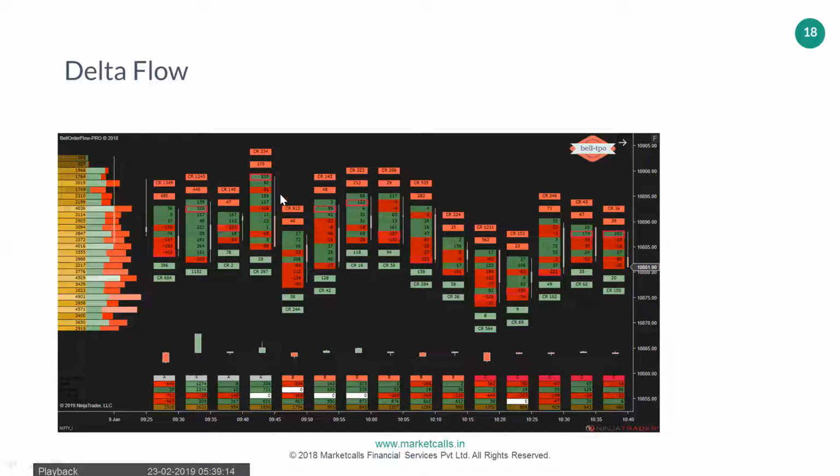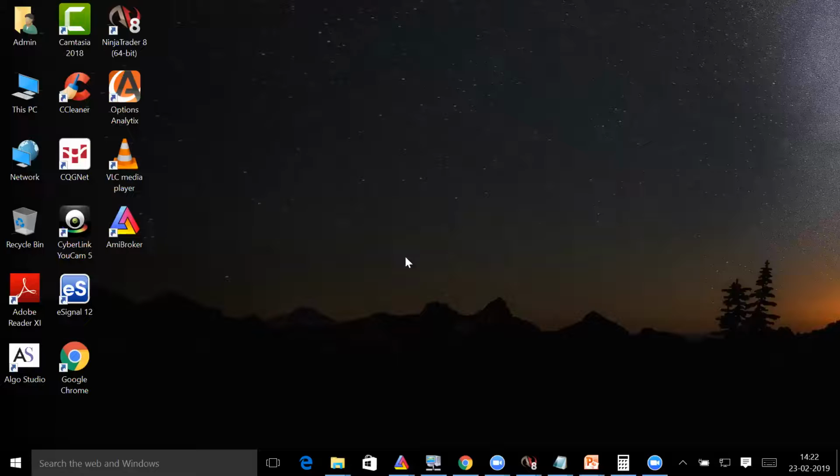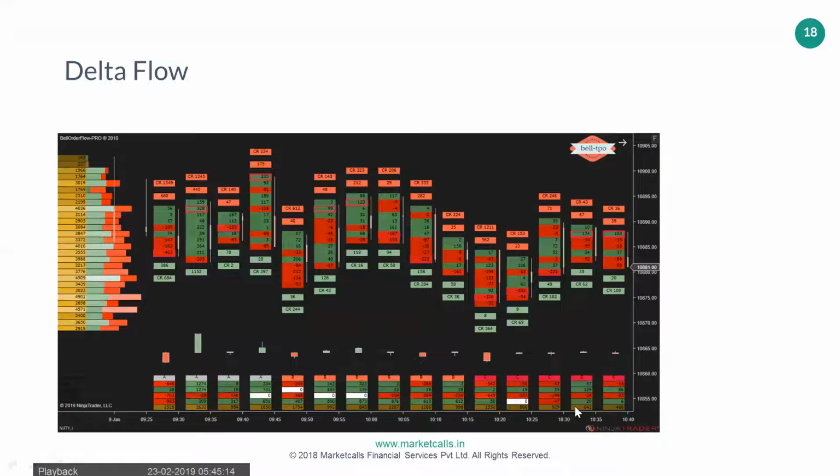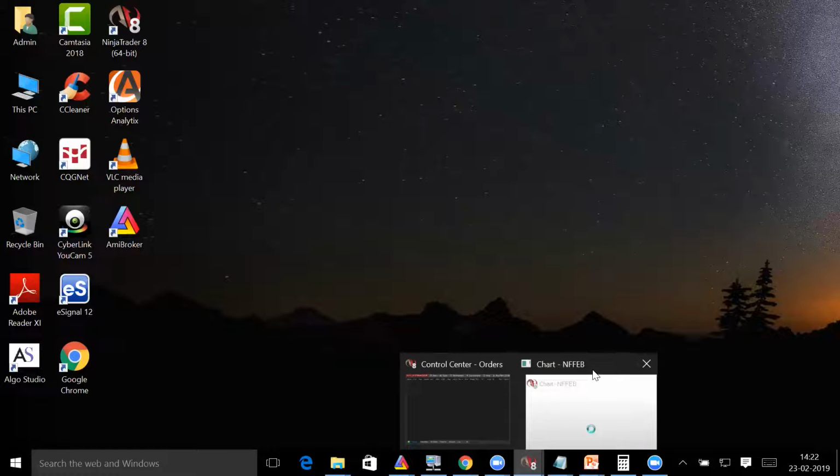In this mode, instead of displaying the buyers and sellers at each and every price level, the delta will be displayed at each and every price level. So let me go back to the charts and I will show you the delta levels. Most of the order flow charts provide this kind of information.